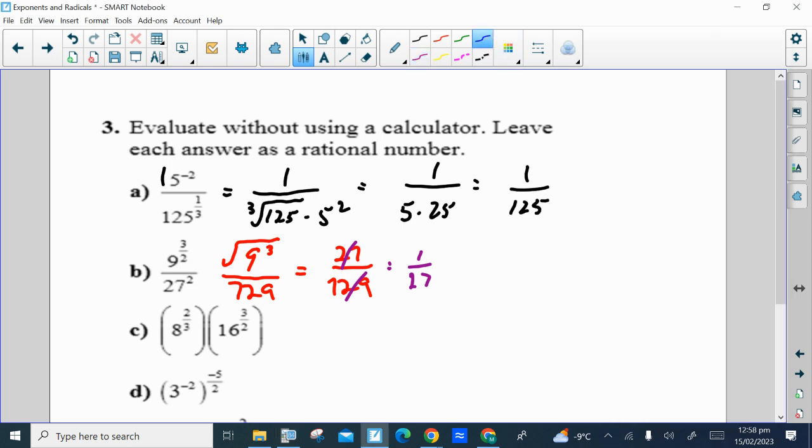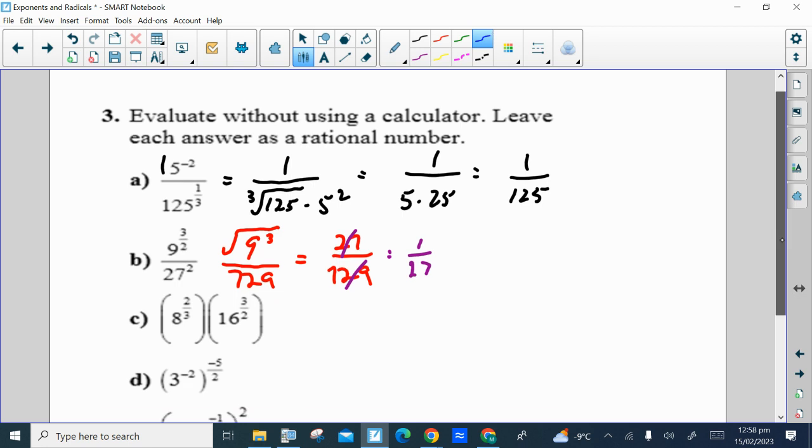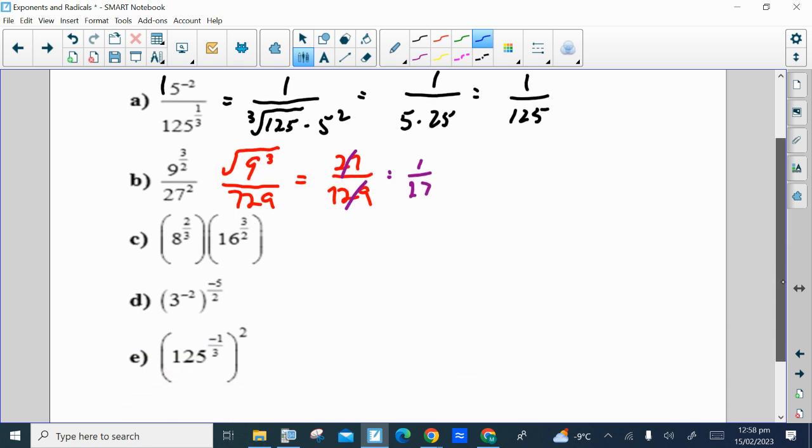Question C. Right now, the bases are not the same. We have 2 ways we can do this. We can make the bases the same and do it that way, or we can just evaluate each part separately and then multiply the answers together. Because 8 to the power 2/3, we can write that as a radical. Okay? We can write that as a radical. Liam, do you remember how? What is 8 to the 2/3 written as a radical?